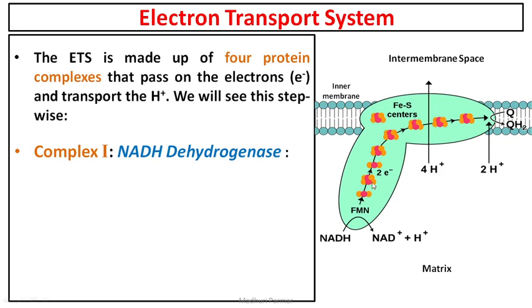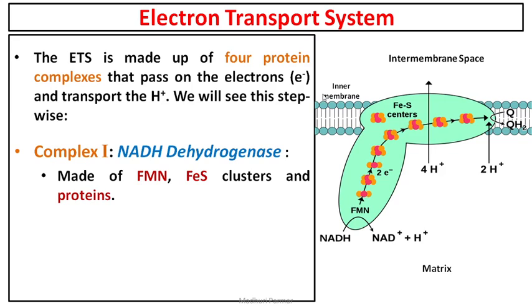These yellow and pink colored structures are nothing but iron sulfur clusters. They are compounds made with iron and sulfur, so they are called iron sulfur centers or iron sulfur clusters. So the whole protein, along with the protein, has these iron sulfur clusters.